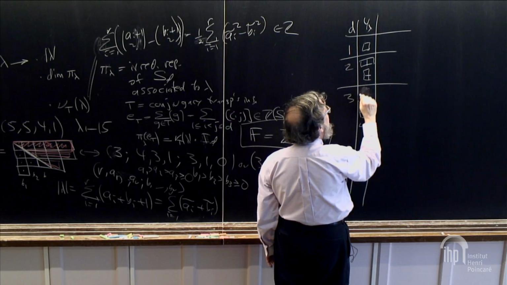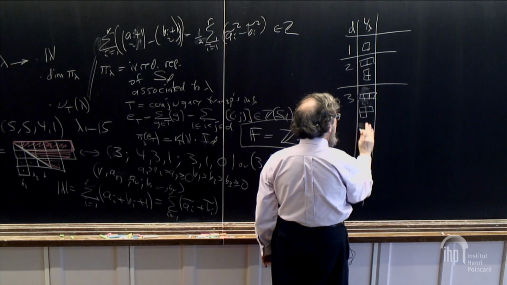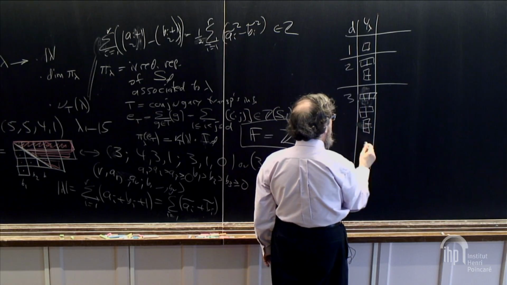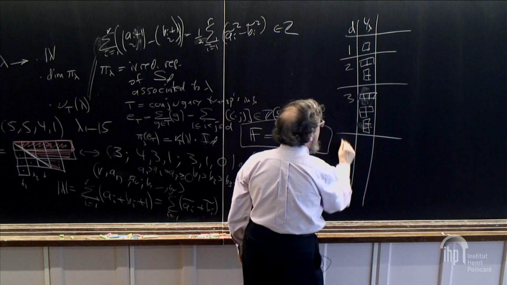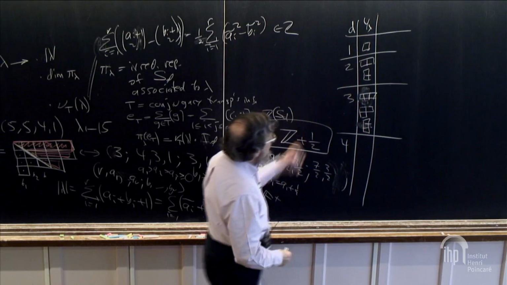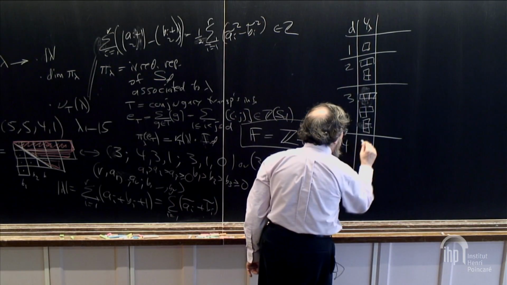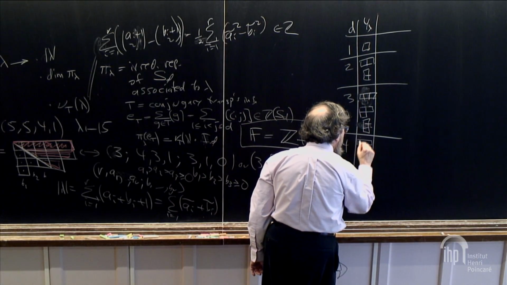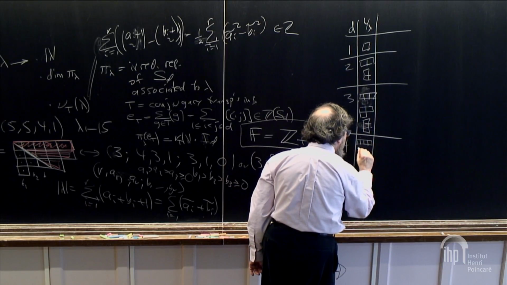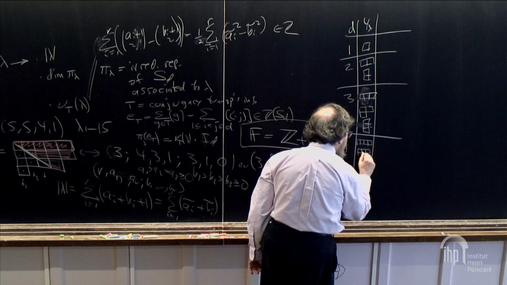Sorry, I want to do it horizontally first. And if there are 4, there are 5. So there are 3 partitions of 3, 5 partitions of 4, which are given by 1, 2, 3, 4, 1, 2, 3, and 1.